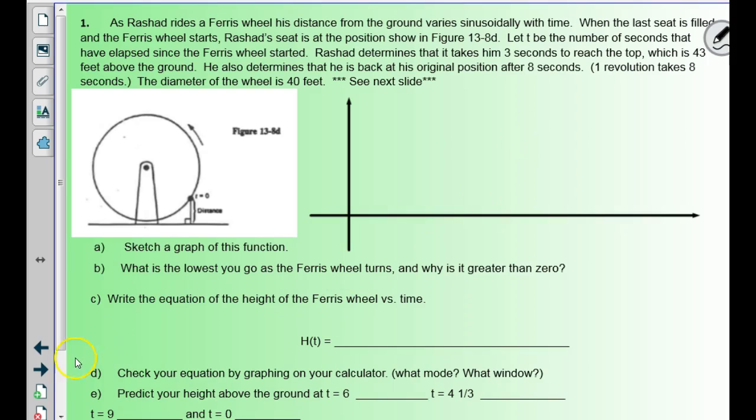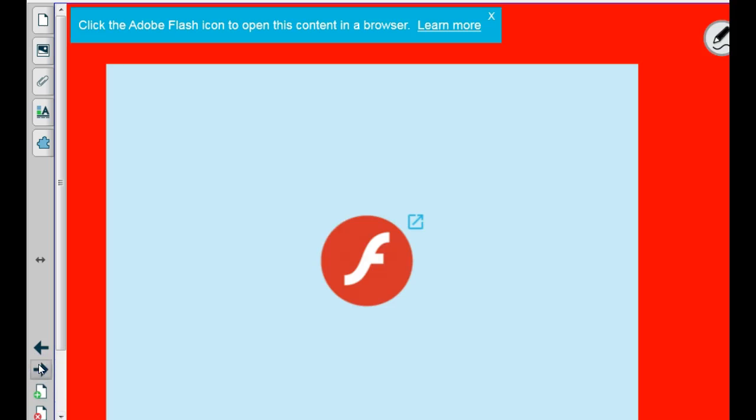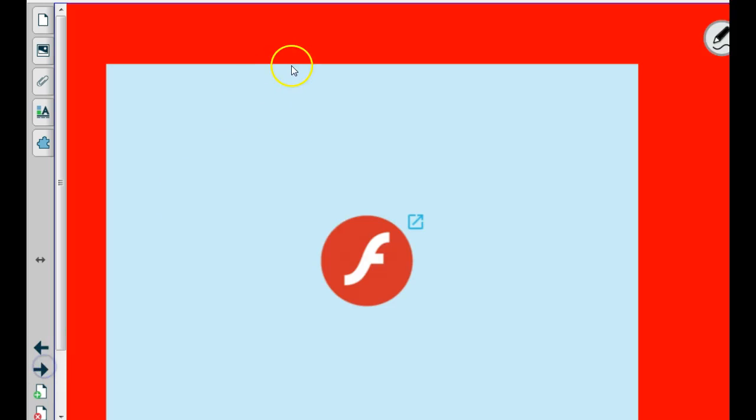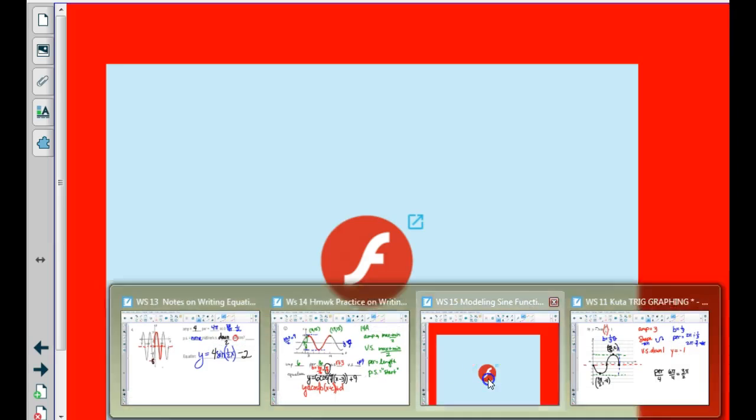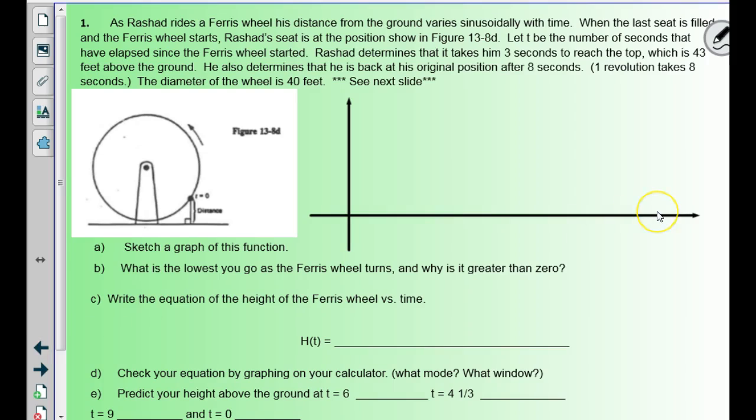I had a cool Ferris wheel, but it's a Flash app that's not supported anymore. But I mean, I could Google what a Ferris wheel looks like. Everybody, you get on at the bottom, and you get higher and higher and higher, and then you get lower and lower and lower, okay? So as a function of time, your height goes up and down. Does everyone understand that?